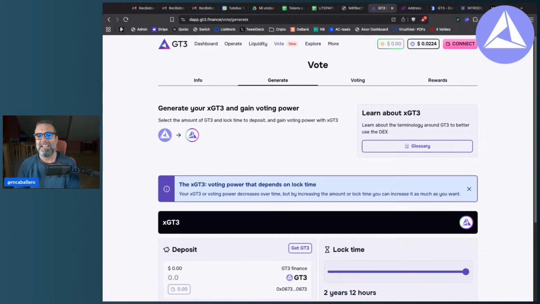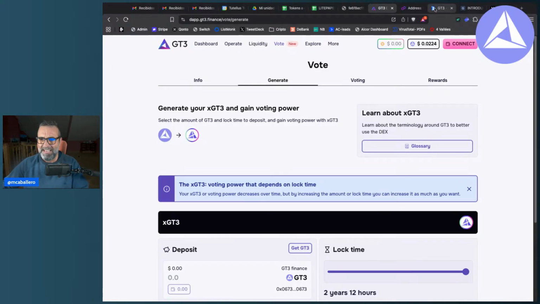So it's very interesting from my point of view to understand the DEX, to understand GT3, not only as a DEX to swap tokens, but also as a vehicle to generate passive income. And the only way to do it is with GT3 locked, right?